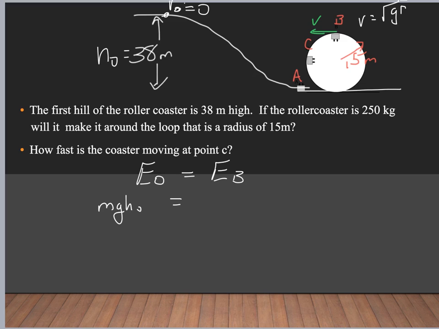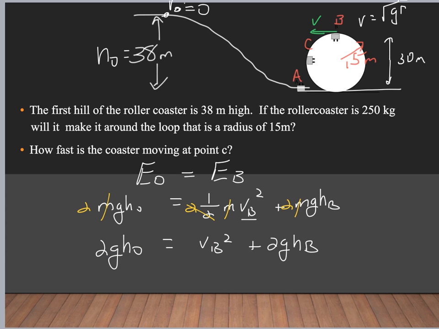When it's at the top of the loop, is it moving? Yes. Does it have a height? Yes. That height is going to be twice the radius. All right. And that's it. Let's figure out how fast it's moving at the top. Mass cancels. Multiply everything by 2. All right, we get that.